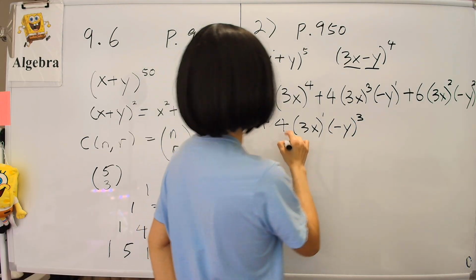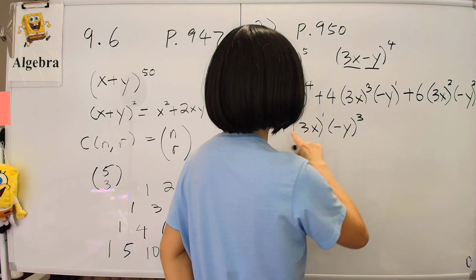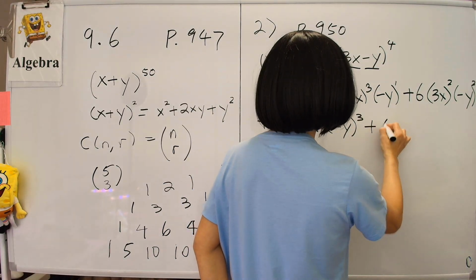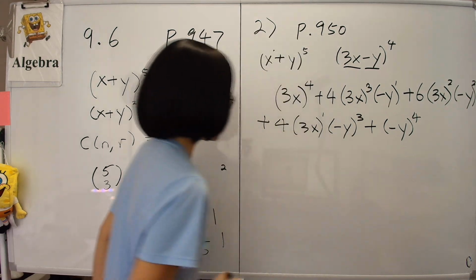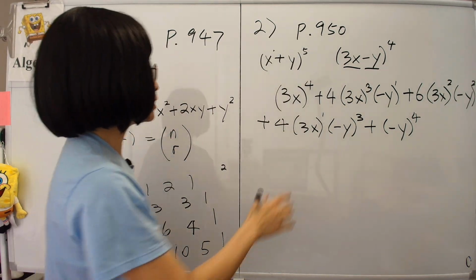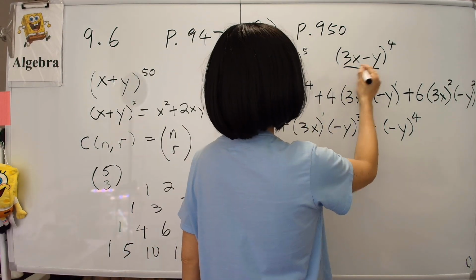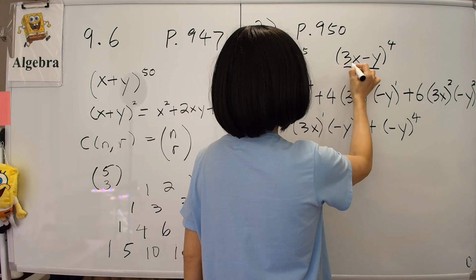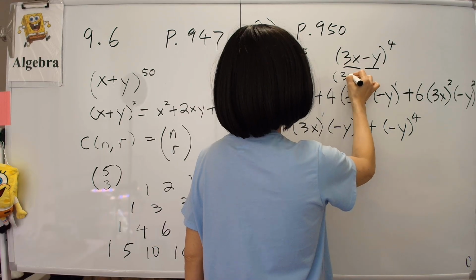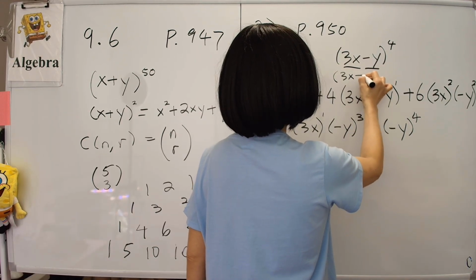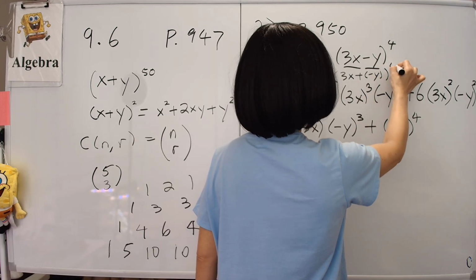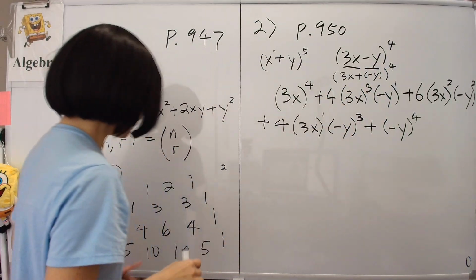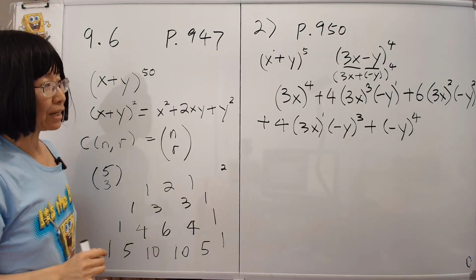And 1, 4, 6, 4, and finally the last term, which is minus y to the 4th power, and that's it. Because right now, 3x minus y has 3x as the first term, and the minus y is the same as plus negative y, and that's the second term, and we're following the binomial expansion in that way.